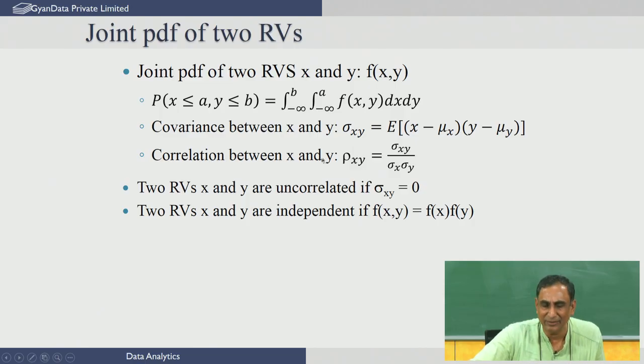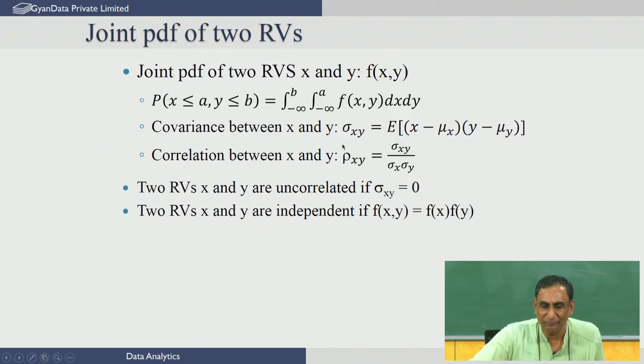Now the correlation between x and y is the standardized or normalized form of this covariance, which is nothing but sigma xy divided by the standard deviation of x and the standard deviation of y. This is denoted by the symbol rho xy. We can show that rho xy varies between -1 and +1 depending on the extent of correlation between x and y. Typically when sigma xy equals 0, rho xy will be equal to 0, and we say that the random variables x and y are uncorrelated.